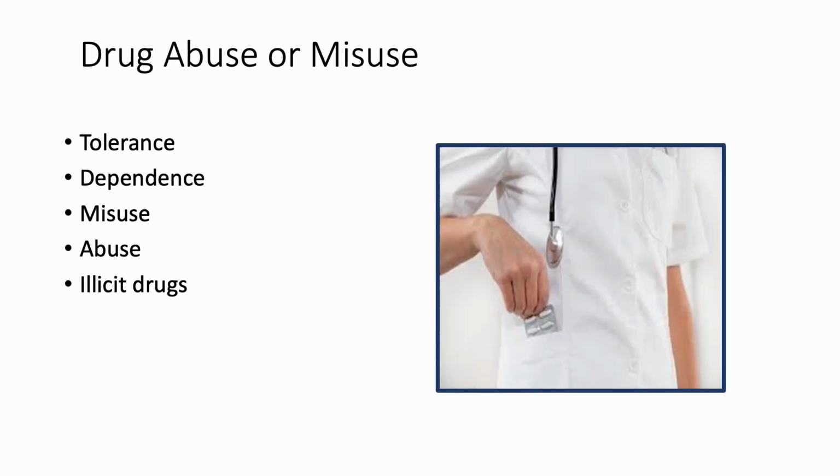So drug abuse and misuse, you're going to want to be able to differentiate between all of these concepts here. So let's talk about tolerance. Tolerance is going to be a decreasing response to repeated doses of medication. So this person then requires more of the same drug to achieve that same desired effect that they've been getting the whole time. So they kind of build up that tolerance to this med.